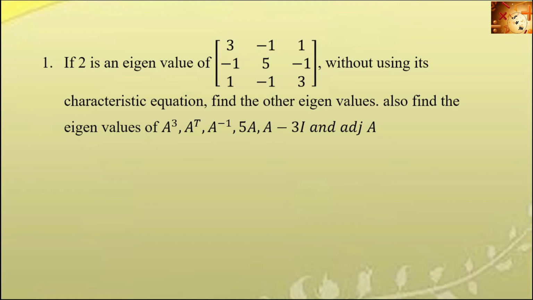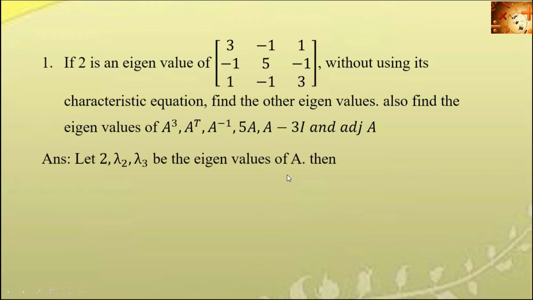Here it is given that 2 is an eigenvalue of this matrix. The matrix is a 3 by 3 matrix, so it has 3 eigenvalues. One eigenvalue is given. So let's take lambda 2 and lambda 3 as the other eigenvalues. So 2, lambda 2, lambda 3 are the eigenvalues of A. Without using its characteristic equation, we find the other eigenvalues, so here we are using the properties. Properties means the sum of eigenvalues will be the sum of diagonal elements of the matrix and the product of the eigenvalues will be the determinant of this matrix. So 2 plus lambda 2 plus lambda 3 equals the sum of the diagonal elements, that is 3 plus 5 plus 3.